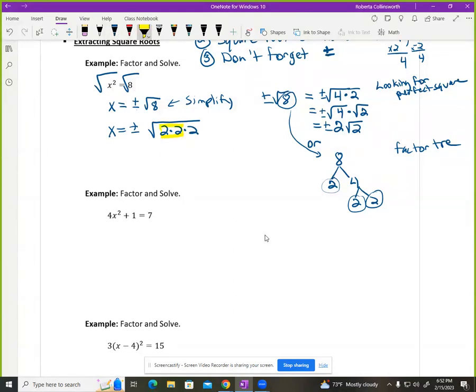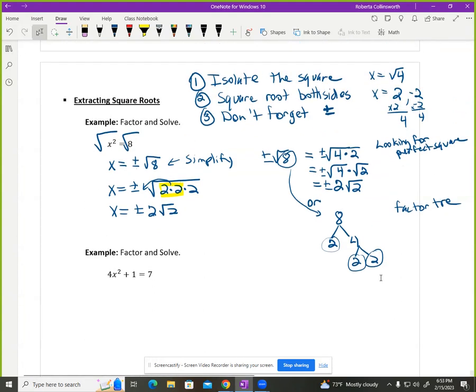If you have 2 of the same thing, then it gets to come out of the square root as just one of them. Because 2 times 2 is 4, the square root of 4 is 2. So either one of those ways is fine. So I want you to notice when we're extracting the square root here, I'm able to isolate the squared part, whatever is squared. It doesn't just have to be one thing. It could be this. This is the squared part that I would isolate.